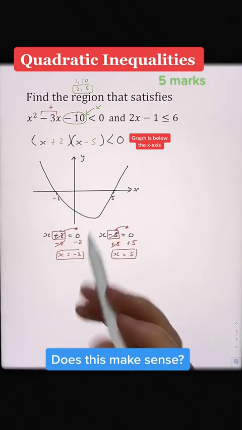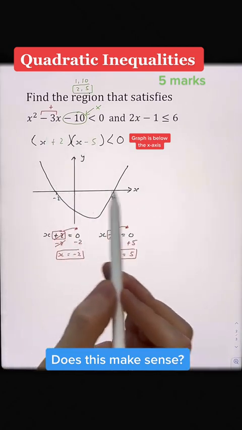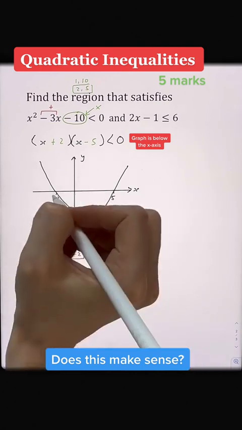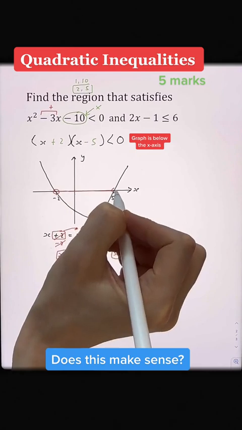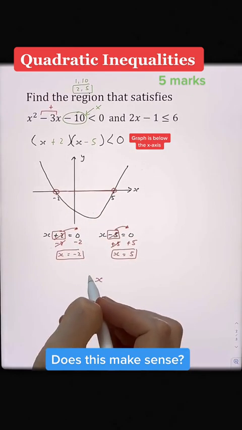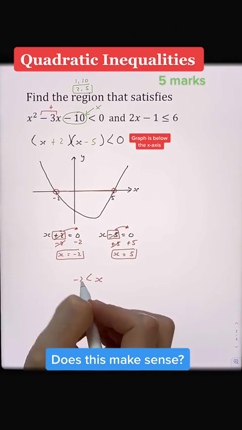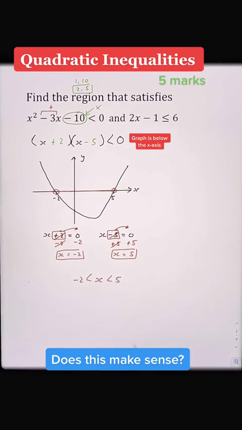Therefore, to satisfy my quadratic inequality, it's below the x-axis for all this region underneath here, which corresponds to my values of x between negative 2 and positive 5. Therefore, so far, my solution is x greater than negative 2 and less than positive 5.